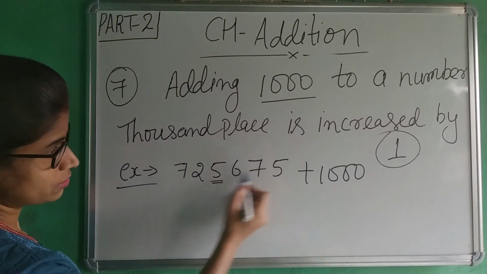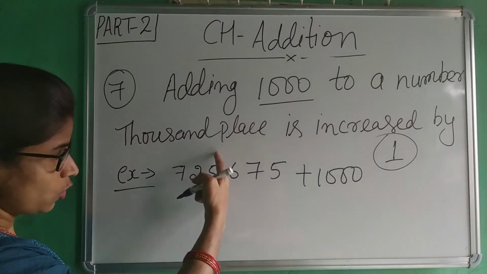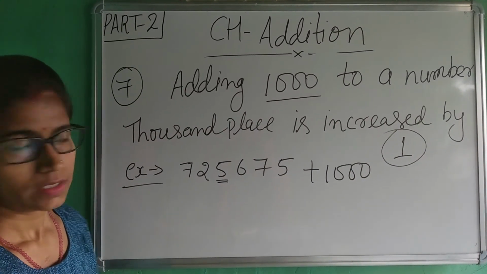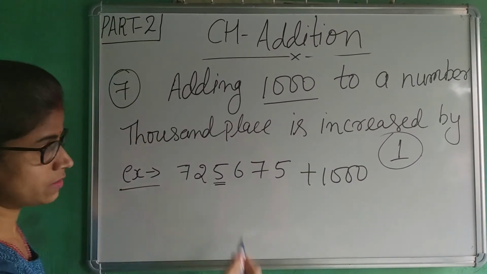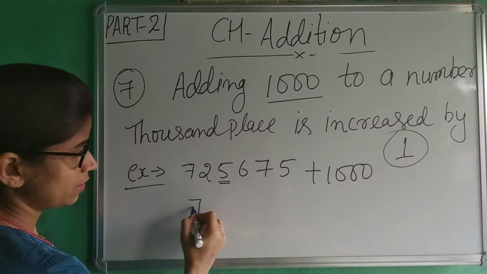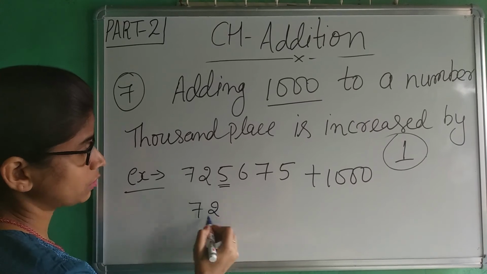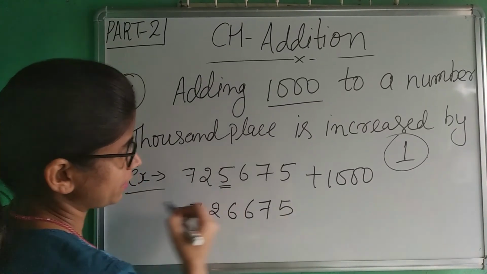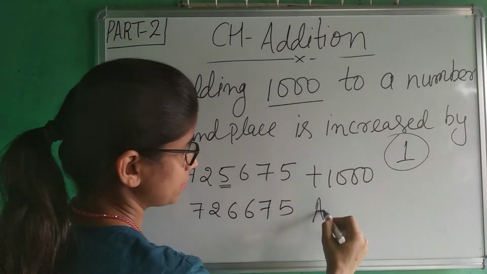Okay? So the rest of the digits will be the same. Only the thousands place digit will become more than 1. Means 5 plus 1, 6. So 6, 7, 5. This is your answer.